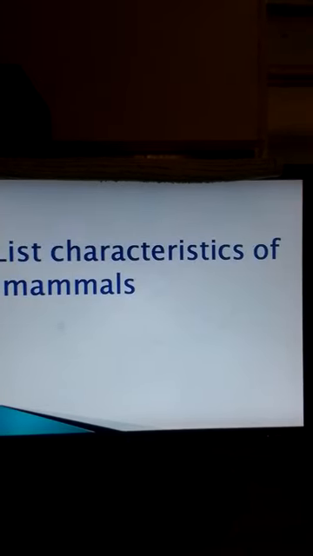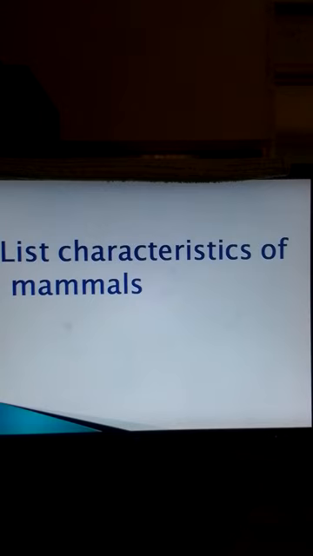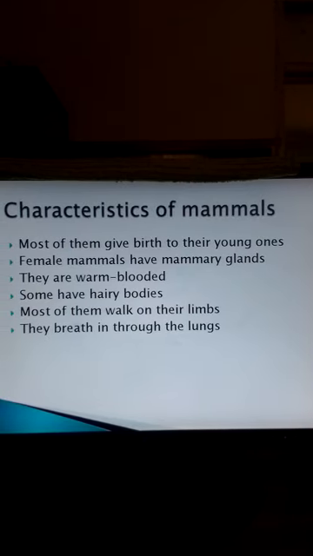List characteristics of mammals. What are the characteristics of mammals? 1. Most of them give birth to their young ones. 2. Female mammals have mammary glands. 3. Mammals are warm-blooded. That is, their body temperature does not change according to the temperature of the environment. Number 4. Some mammals have hairy bodies. 5, most of the mammals walk on their limbs. And 6, they breathe in through the lungs. Those are the characteristics of mammals.